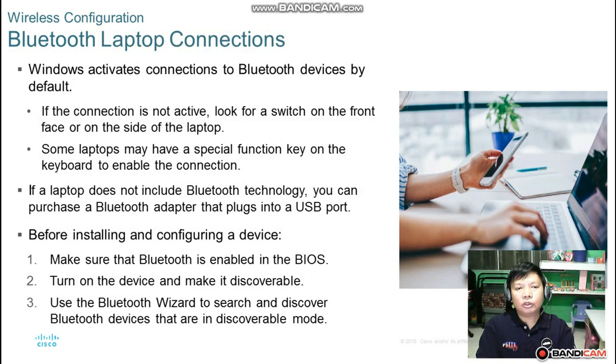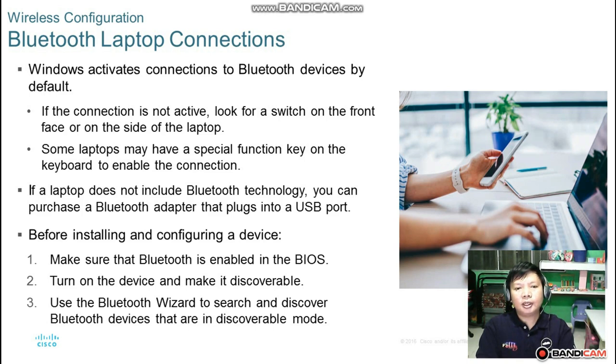Bluetooth laptop connection. Windows activates connections to Bluetooth devices by default. If the connection is not active, look for a switch on the front face or on the sides of the laptop. There may be a special function key on the keyboard to enable the connection. If a laptop does not include Bluetooth technology, you can purchase a Bluetooth adapter that plugs into a USB port.